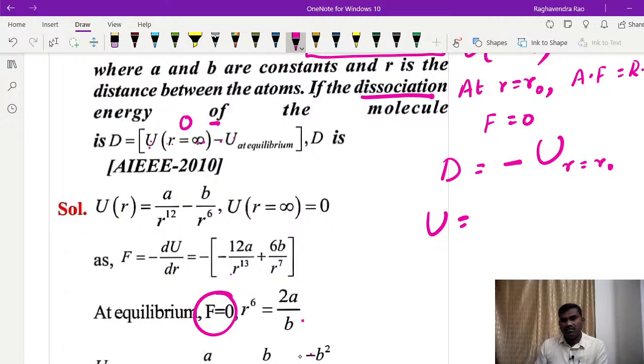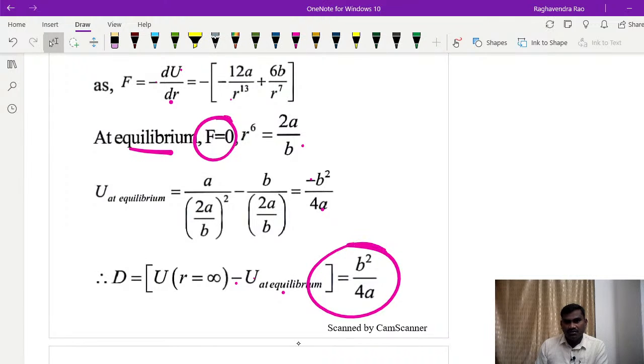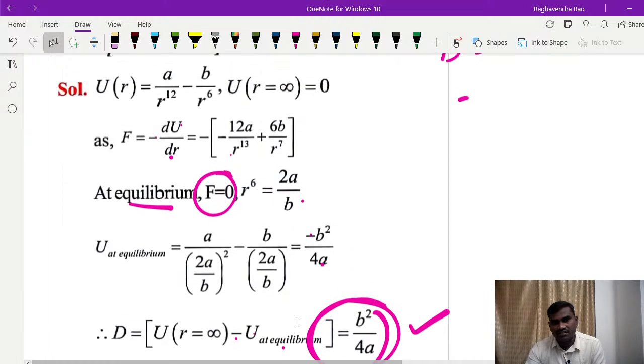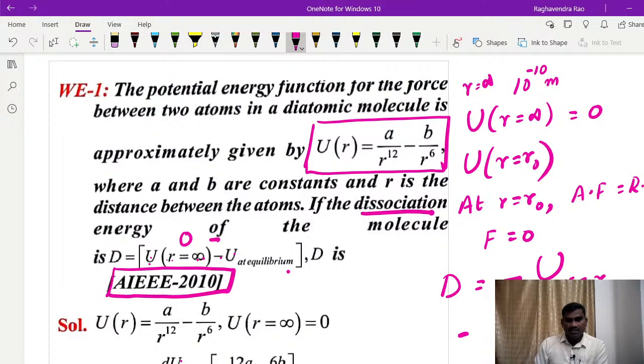From the conservative force definition, we can go with F is equal to minus dU by dR. By differentiating at equilibrium, at R equal to R naught, they are saying force is equal to 0. Then we do the differentiation, and by substituting F equal to 0 here, we will get the dissociation energy equal to B square by 4A. So this is how they will ask questions based on this. This is an AIEEE 2010 question, which we can now call JEE Main examination.